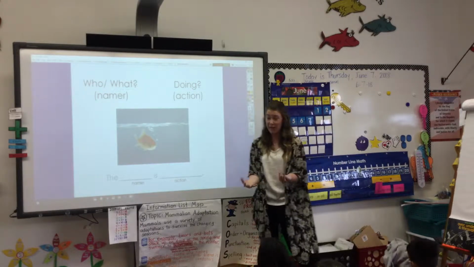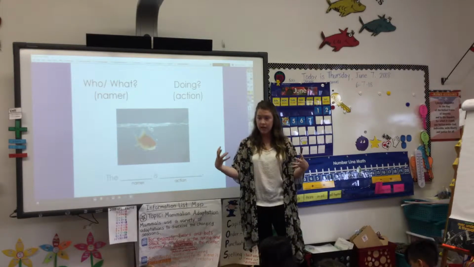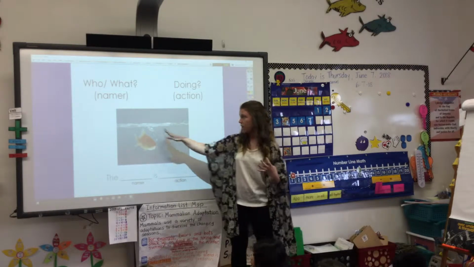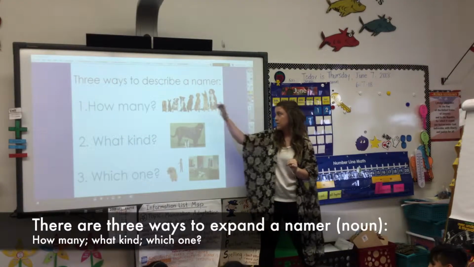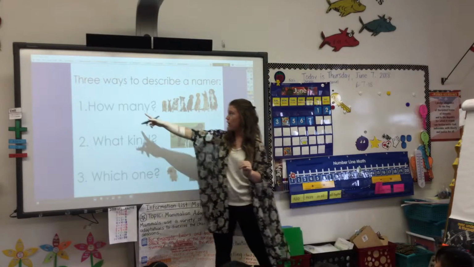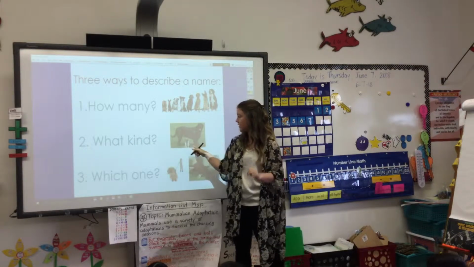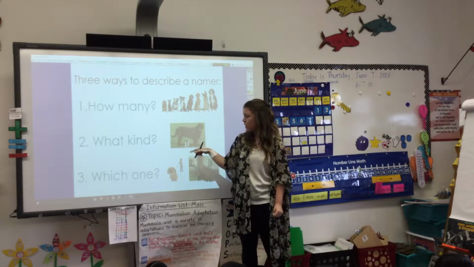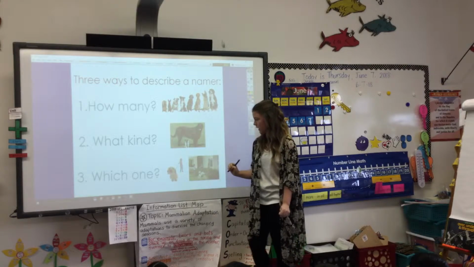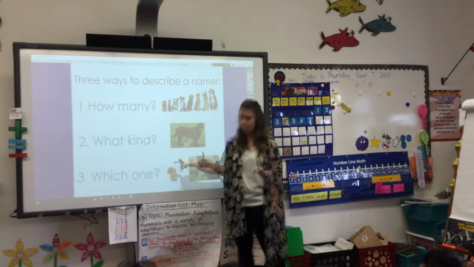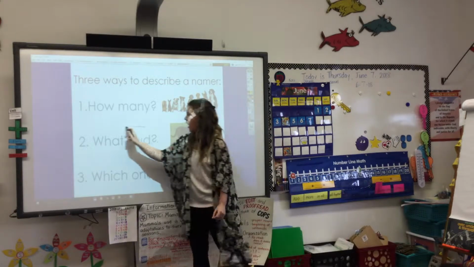Now, Brayden did a great job of saying goldfish. He already expanded his sentence by saying what kind of fish. You can do it in three different ways. So in this example, we use dogs. You could talk about how many dogs. You can talk about what kind of dog, so the big dog or the small dog, or you could talk about which dog. The dog laying by the tree or the dog on a leash. But today, we're only going to focus on what kind.